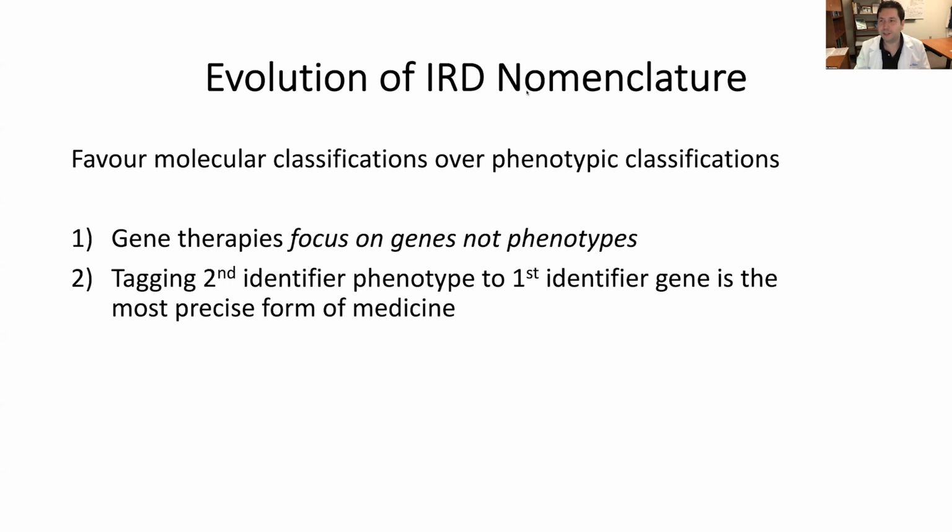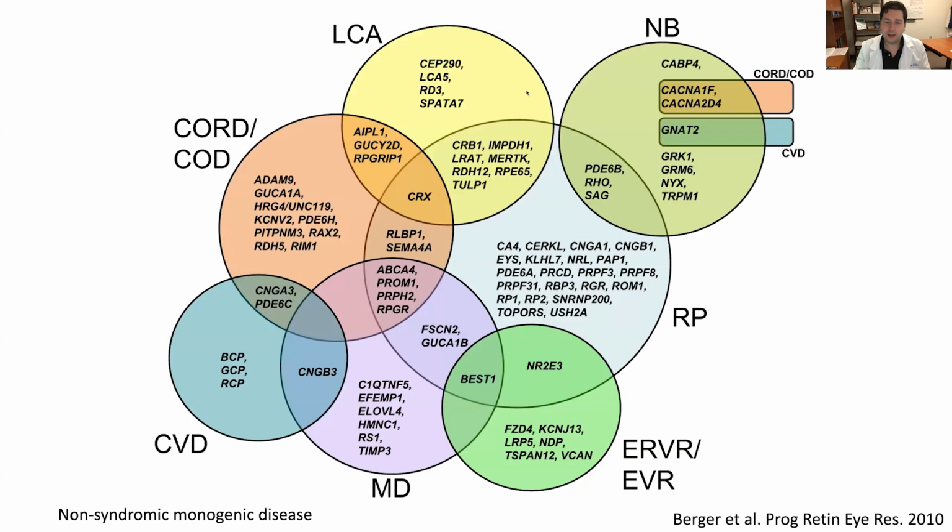Number one, it's because the new gene therapies that are coming are really focused on treating the misspellings, mutations, and structural variants in genes, not always focused on the specific phenotypes. And then secondly, tagging the second identifier phenotype after the gene, it really lets us be more precise in what is the underlying molecular etiology of these conditions. And this is why it can be very confusing.